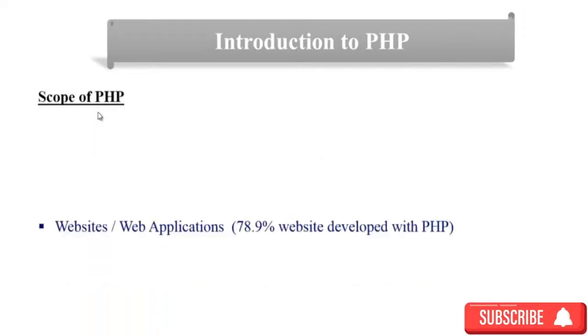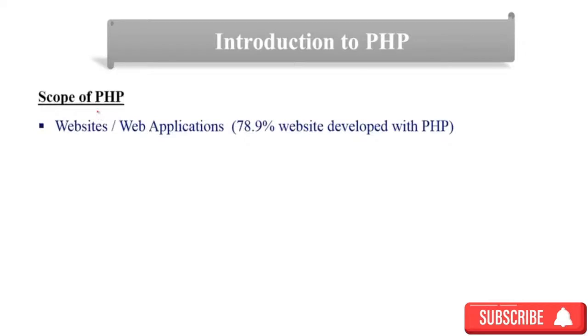Another is the scope of PHP. If we discuss its scope, 78.9% of websites and web applications are developed with PHP. You can see that this is the very highest amount of websites or web applications developed with PHP.